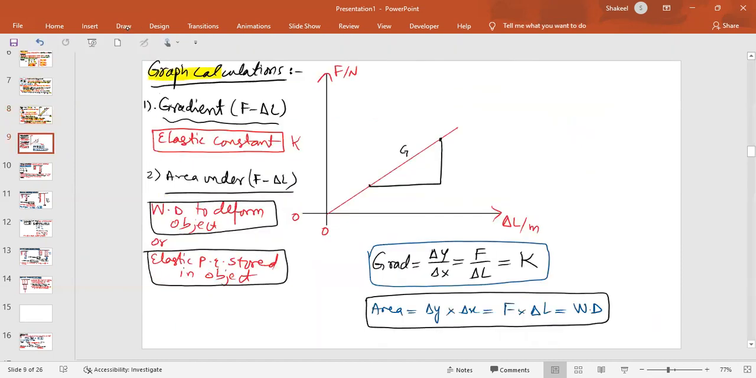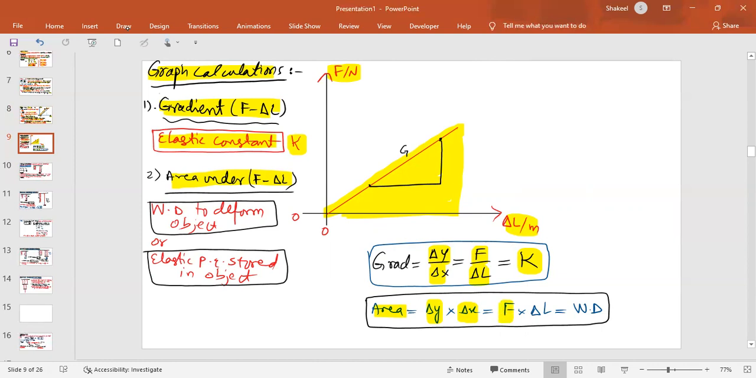Okay, the next thing is the graph calculation. If you plot a graph of force against change in length, if we consider the straight line graph, the gradient gives us value of K, because gradient is y over x, y is F, and x is change in length, so F over change in length is K. It means that the gradient of force extension graph gives us elastic constant. And for area under this graph, you consider the complete area under this graph. As you know, area of any graph is product of y-axis and x-axis. This is just to find which quantity you can determine from area under the graph.